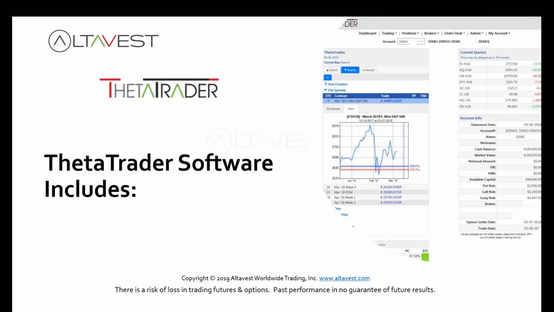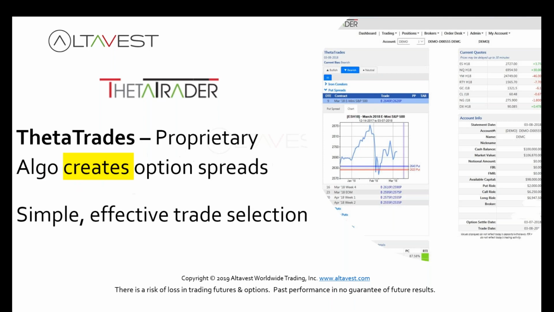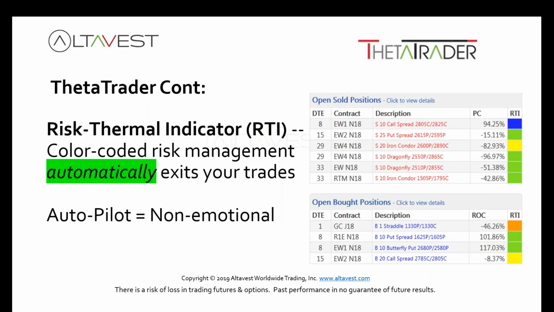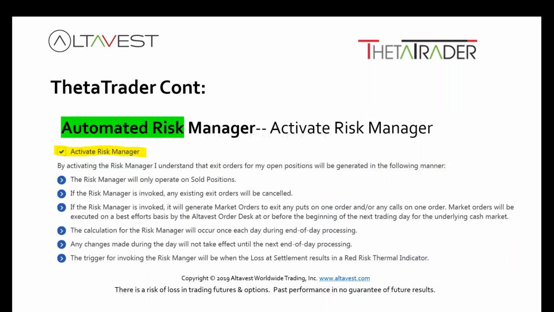We call it a Theta Trader membership. Remember, that includes what you just saw: Theta Trader, with our proprietary algo, actually creates the option spreads for you and the opportunities and presents them for you. Simple and effective trade selection. We mentioned the risk thermal indicator, the different color coding, and how it will automatically close those trades out for you, whether it hits a risk target or a profit target. That's basically putting your option spreads on autopilot. You can remove your emotions. That's how you do it. Where it's yellow highlighted, you just click that box.